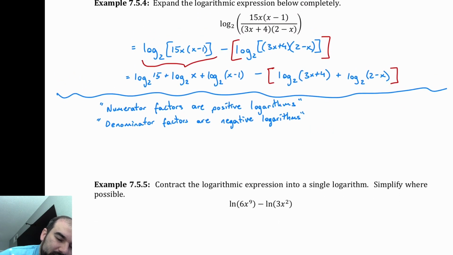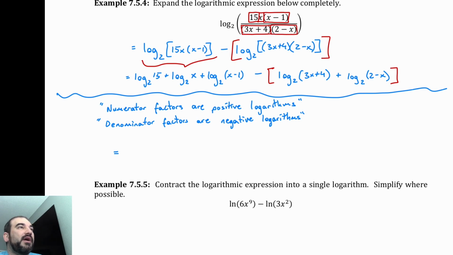So if I were to do this in one step, I would say any factor in the numerator, and I'm going to isolate them by drawing boxes around them. So I have the 15, I have the x, and I have the x minus 1. Those are my numerator factors, and my denominator factors are the 3x plus 4 and the 2 minus x. Right? So I have 3 factors in the numerator and 2 factors in the denominator. That means I'm going to have 3 logs added as positives and 2 logs as negative logs.